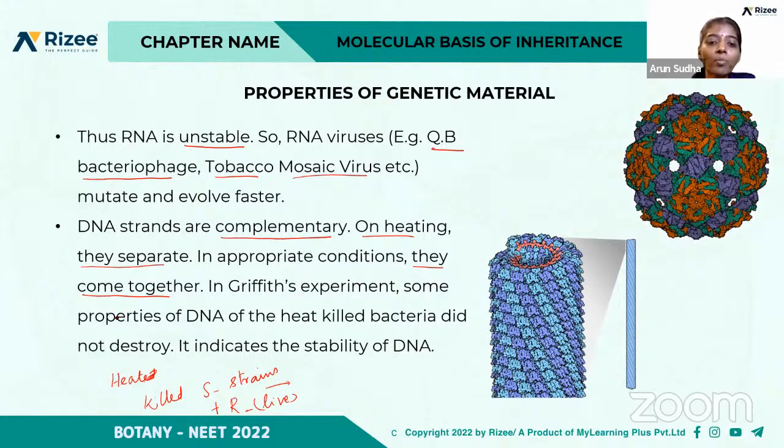That is, some properties of the DNA of the heat killed bacteria were not destroyed. Even after heating at high temperature, some of the properties were not destroyed, right? So this indicates the stability of the DNA. So DNA is stable when compared to that of RNA. Okay.